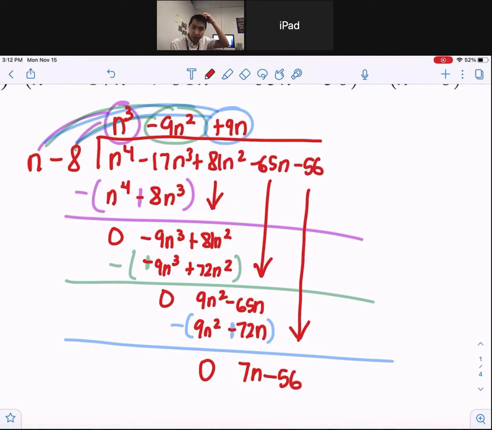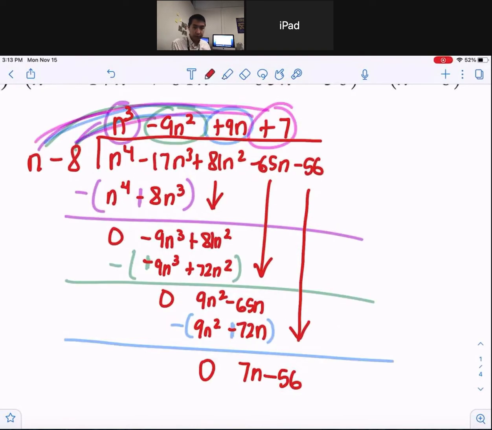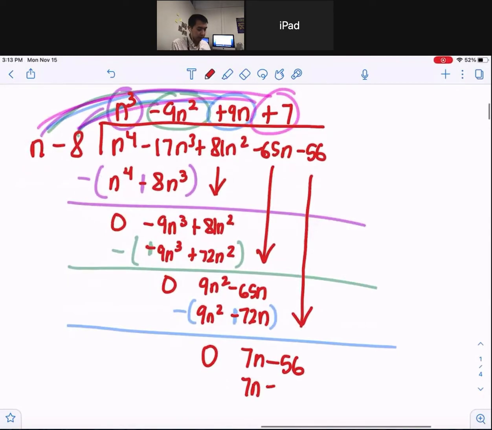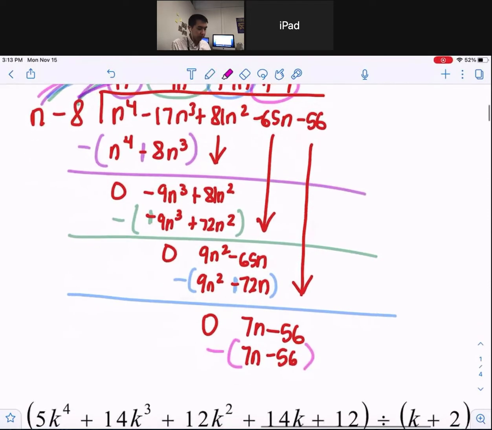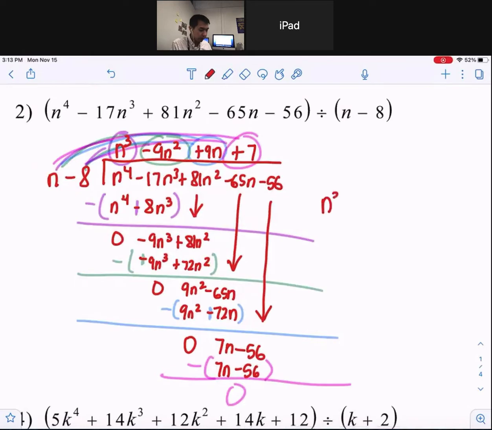And same process. What times n will give us 7n? N times 7. And then distribute this 7 to both of these. And you're going to get 7 times n is 7n, 7 times negative 8, negative 56. And when you subtract them from each other, you're going to get 0. So our final answer is n to the third minus 9n squared plus 9n plus 7.